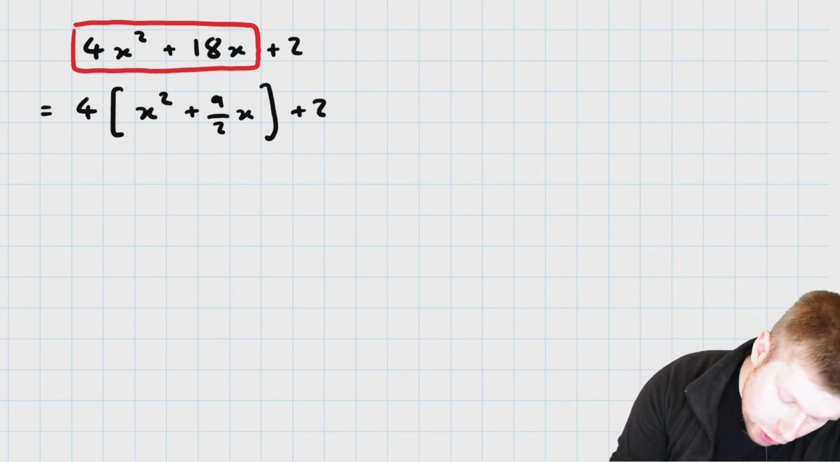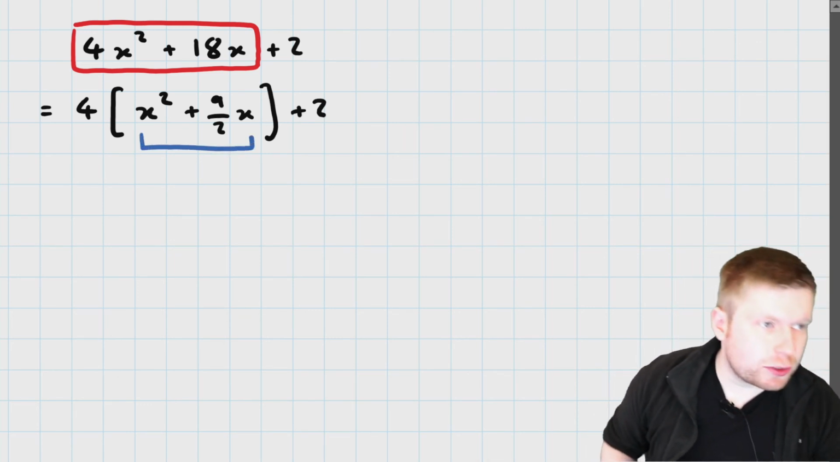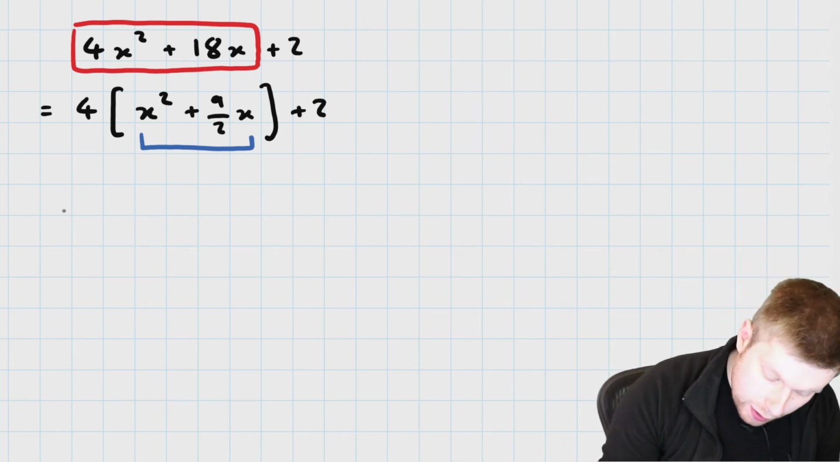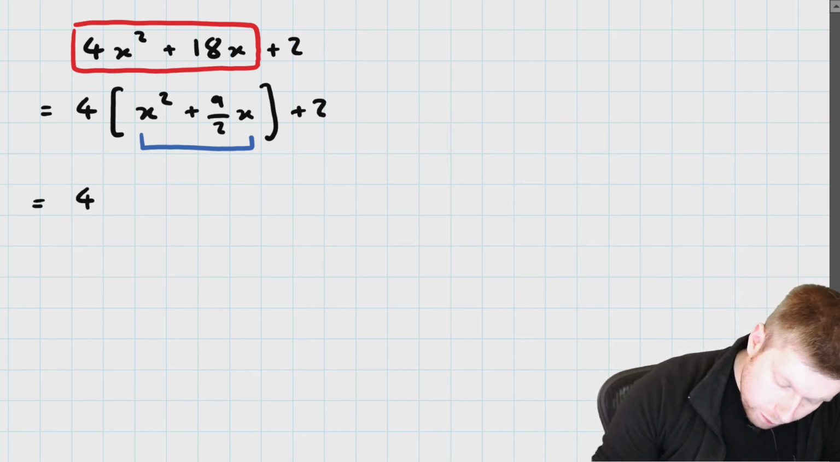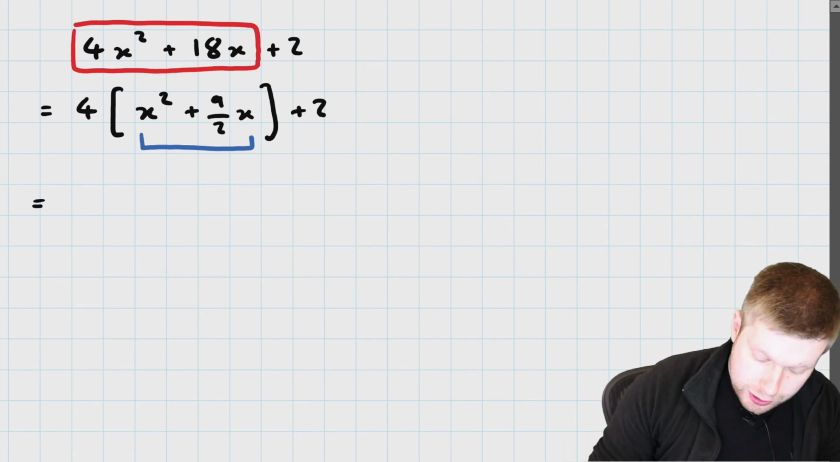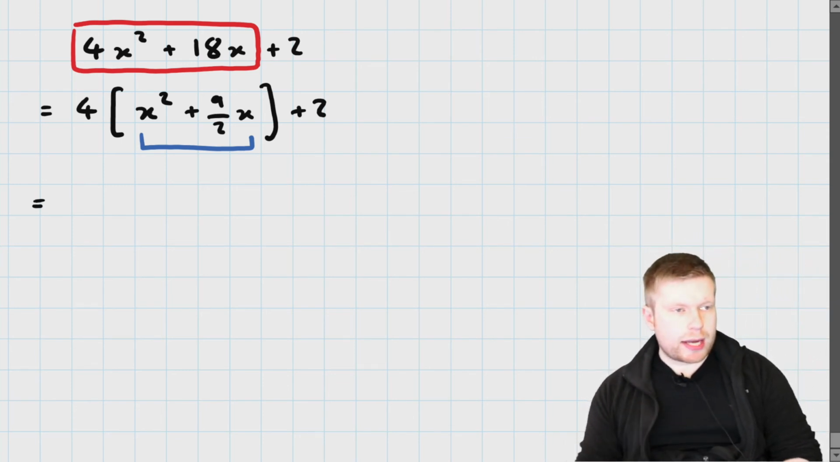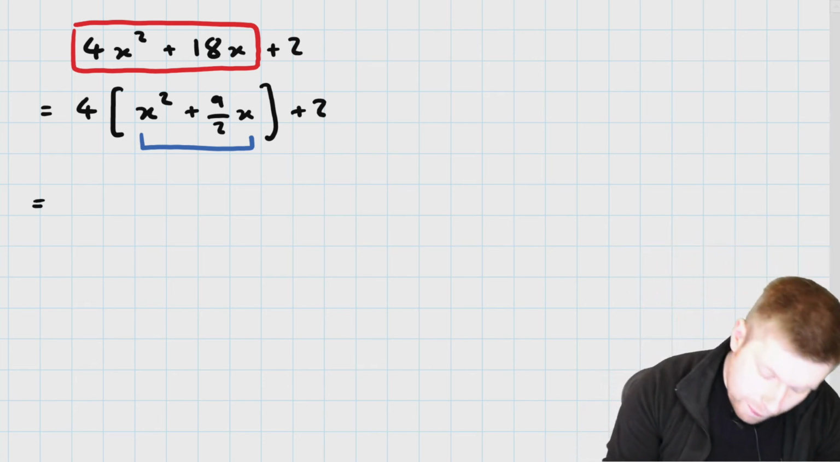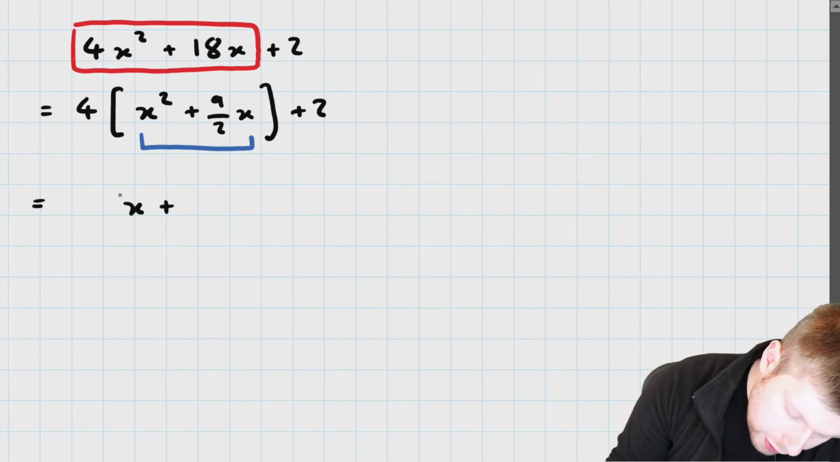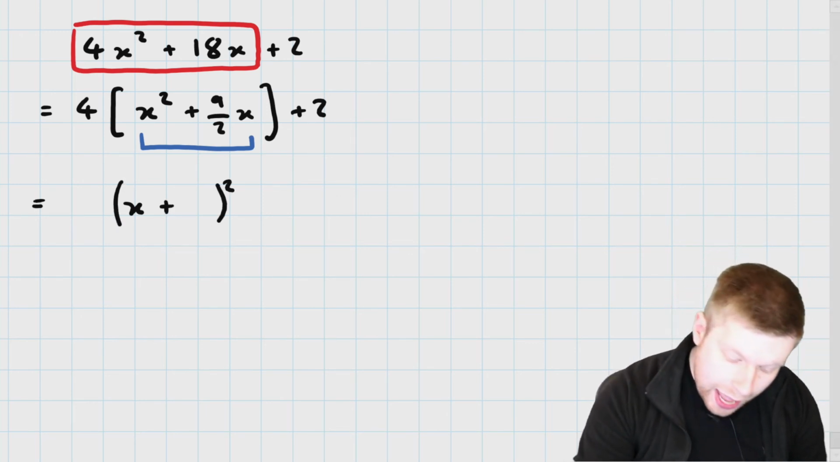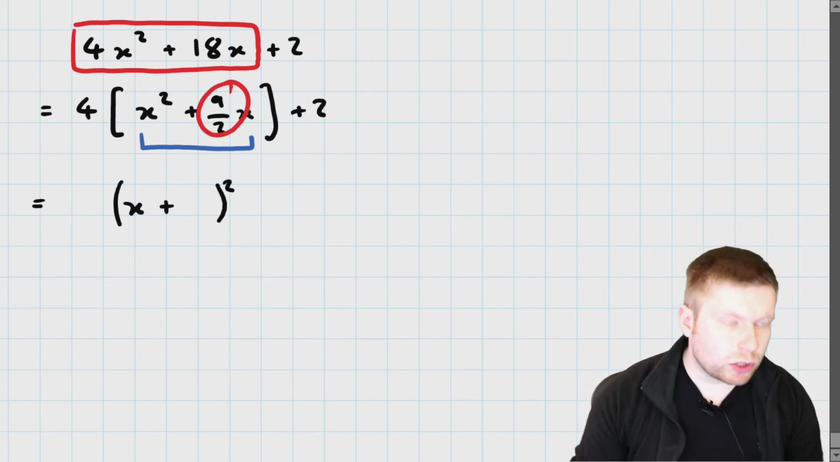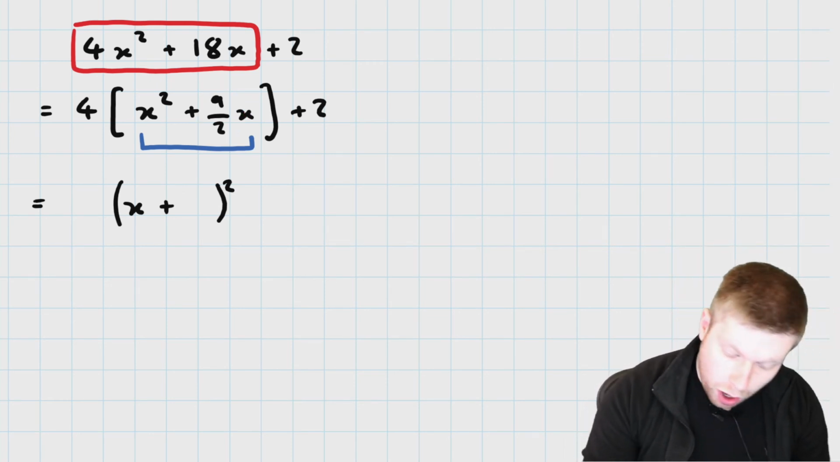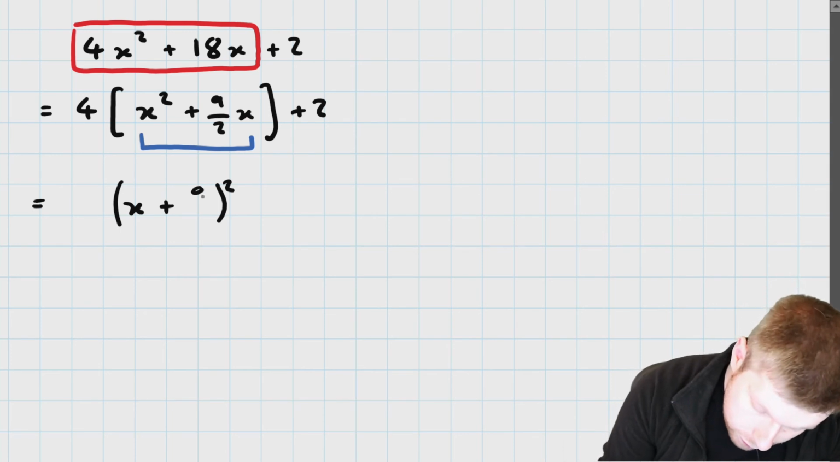Now the thing which I'm interested in is the bit inside the brackets. I need to turn that into a completed square. So I'll have the 4. Actually, let's just do it with the blue bit first. If I deal with x squared plus 9x and I turn that into a completed square, I'm going to end up with x plus, and remember the thing which I'm adding on is going to be half of whatever the term in x is. So what's half of 9 over 2? Half of 9 over 2 is 9 over 4.